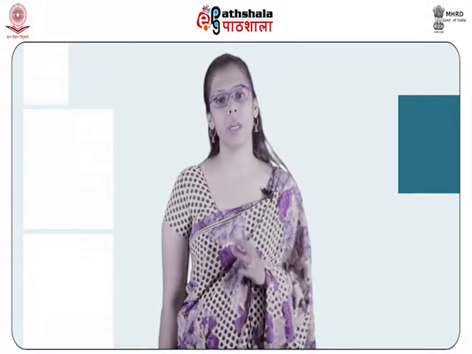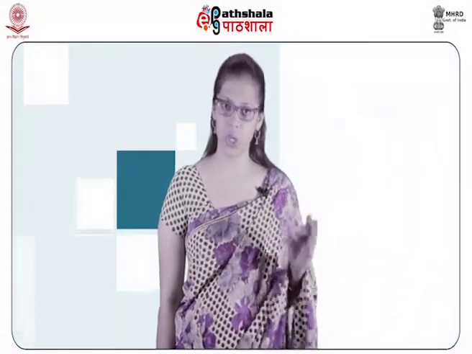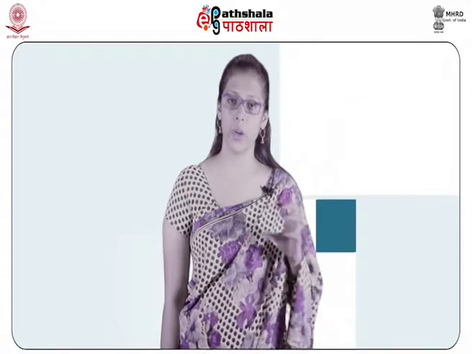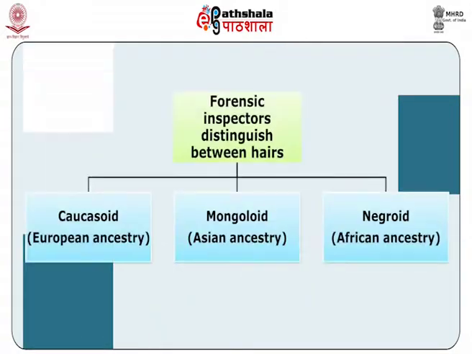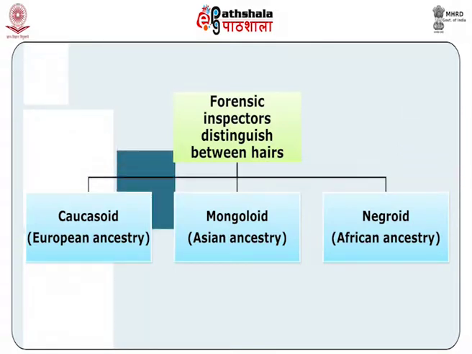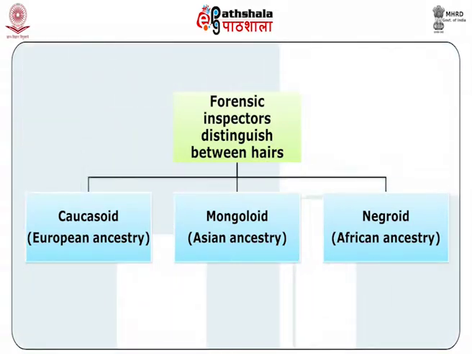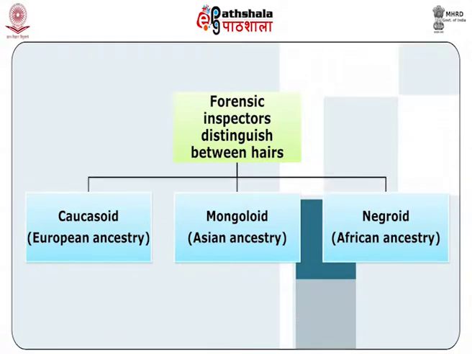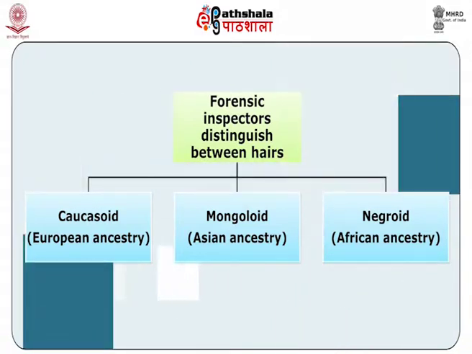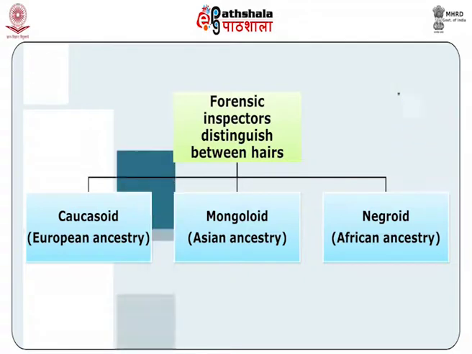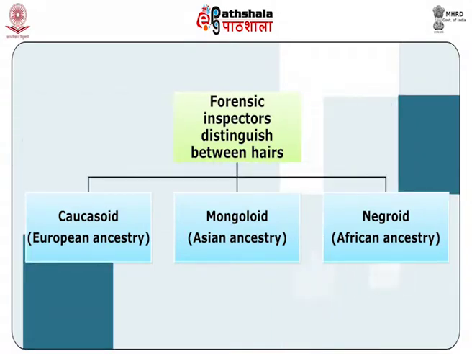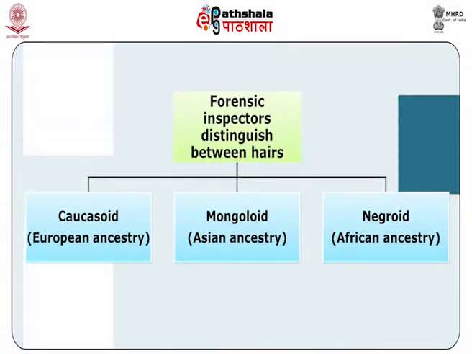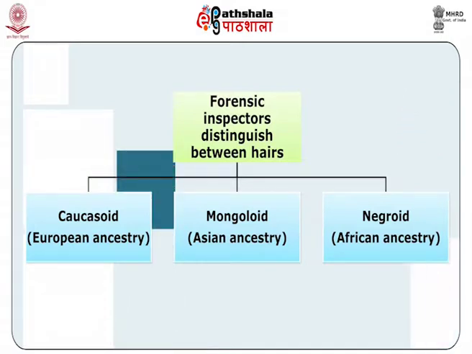The determination of the origin of the hair. A hair can be connected with a specific racial group grounded on recognized prototypes for every group. Forensic inspectors distinguish between hairs of Caucasoid, that is European ancestry, Mongoloid, that is Asian ancestry, and Negroid, that is African ancestry. Together, they exhibit minute features that differentiate one racial group from another.